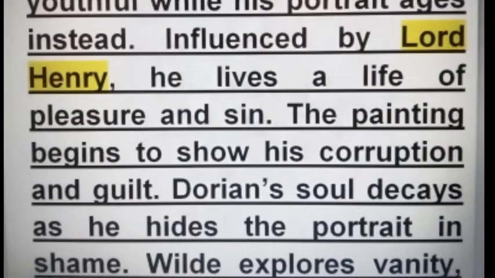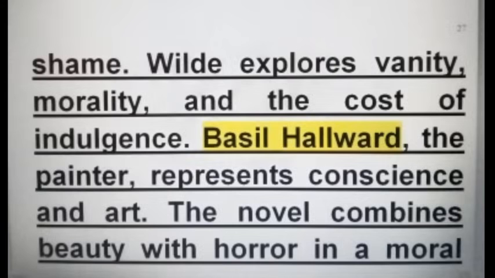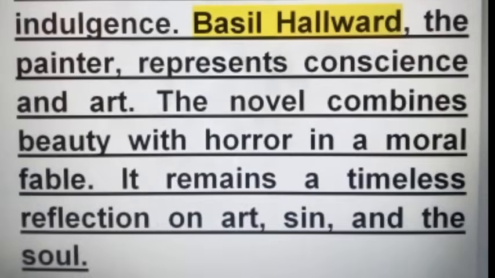The painting begins to show his corruption and guilt. Dorian's soul decays as he hides the portrait in shame. Wilde explores vanity, morality, and the cost of indulgence. Basil Hallward, the painter, represents conscience and art. The novel combines beauty with horror in a moral fable. It remains a timeless reflection on art, sin, and the soul.